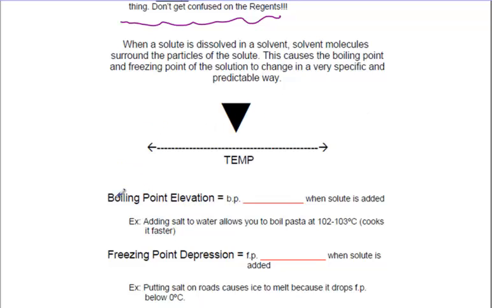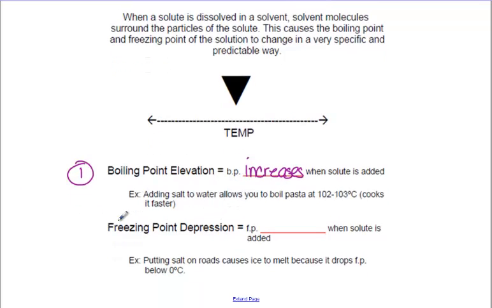So what we look at is just a little scale here. Boiling point elevation. So this is one colligative property. This is the first one. The boiling point elevation is when the boiling point increases as you add solute. All right. So for example, we add salt to water. It will allow you to boil pasta at 102 to about 103 degrees Celsius, and it cooks it faster. Okay, meaning that you don't actually boil faster, but it's going to cook it for a faster period of time, and therefore you don't have to sit there and wait as long.